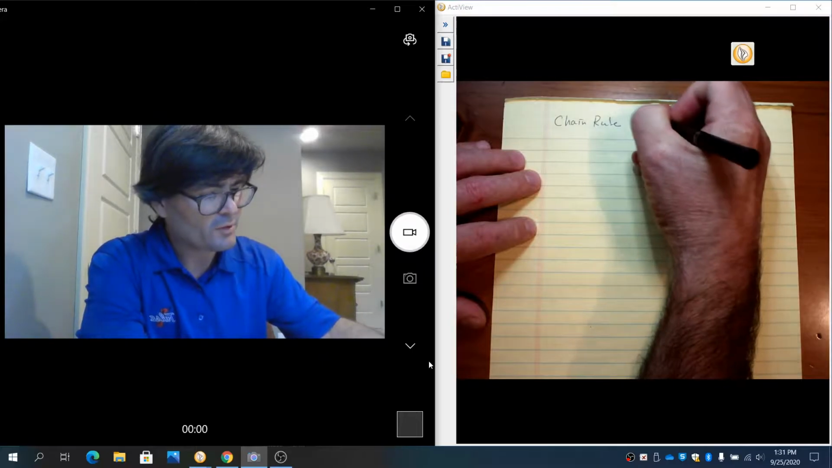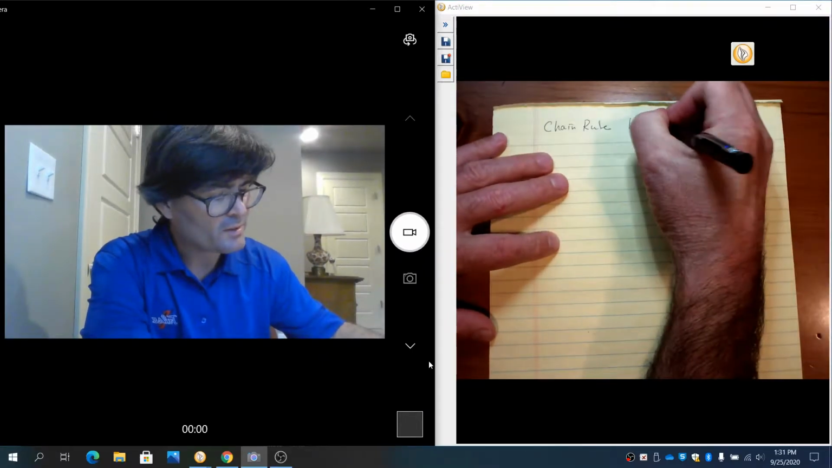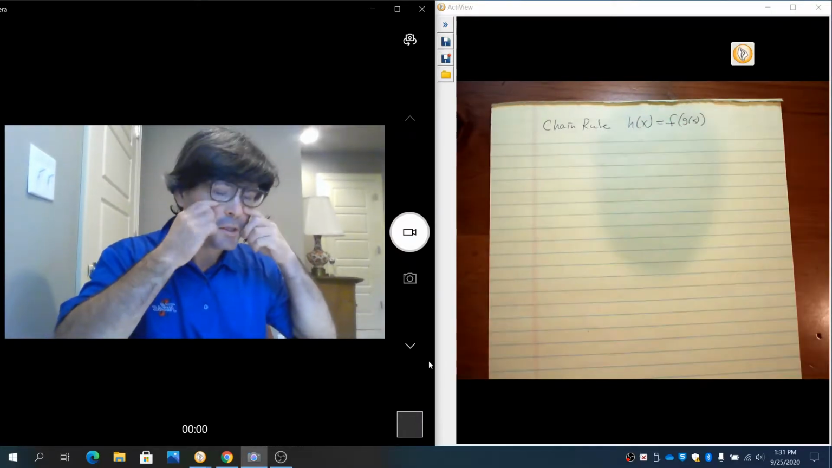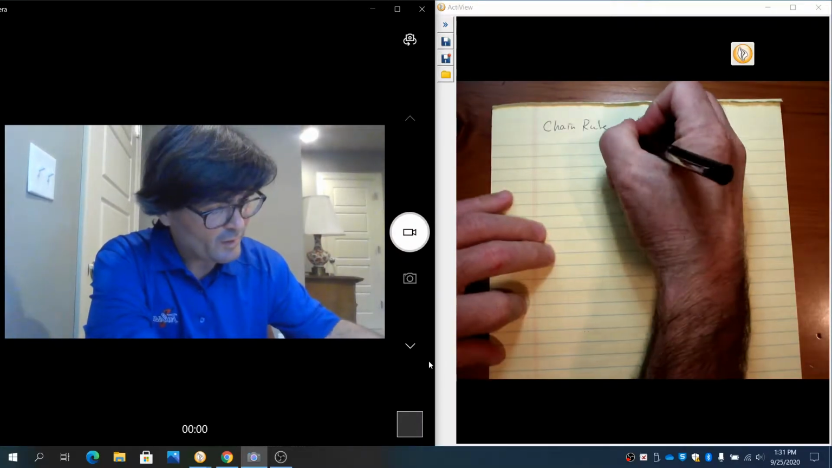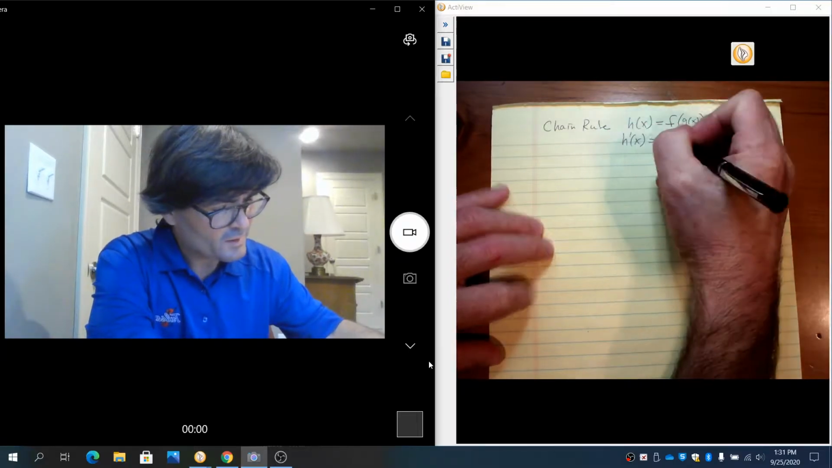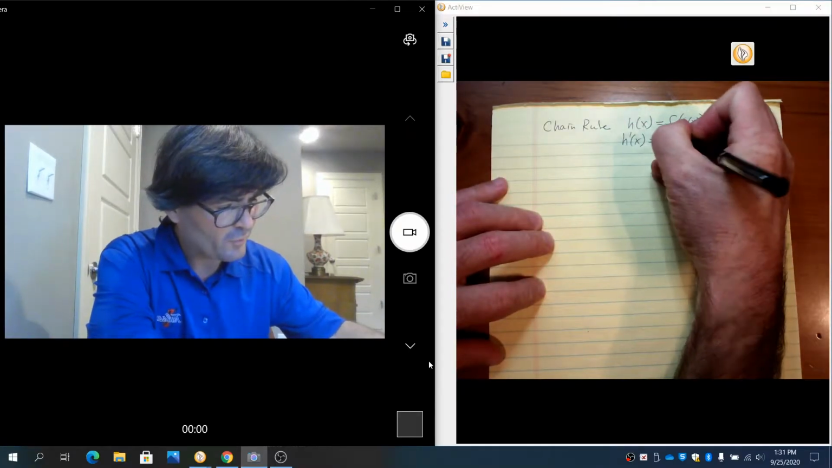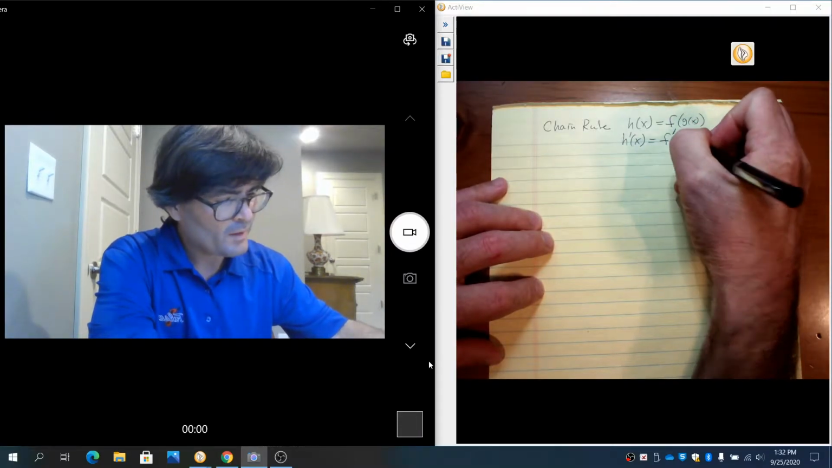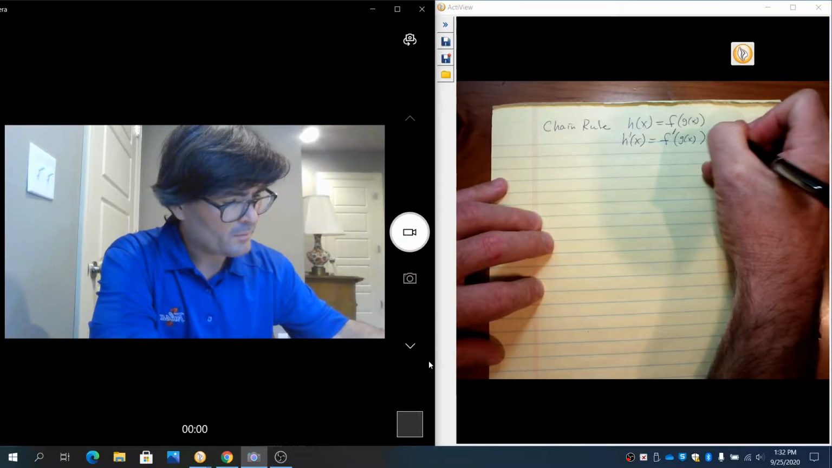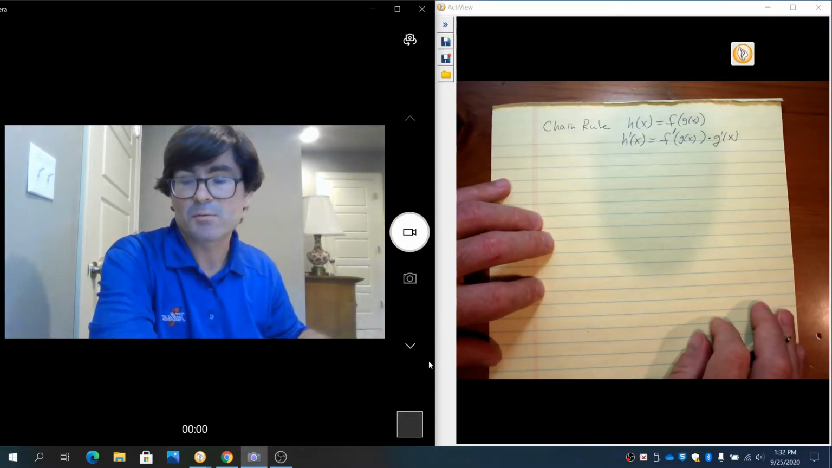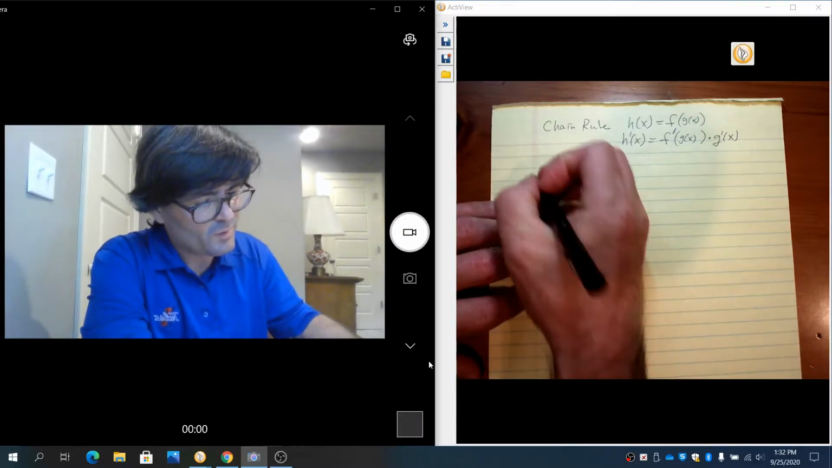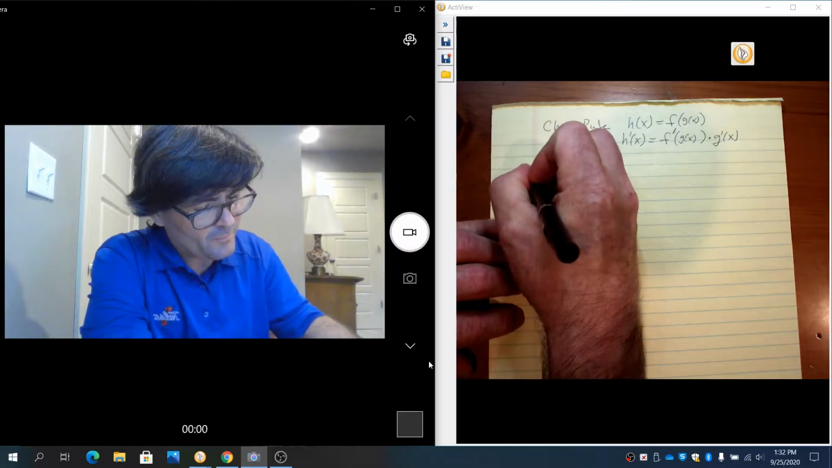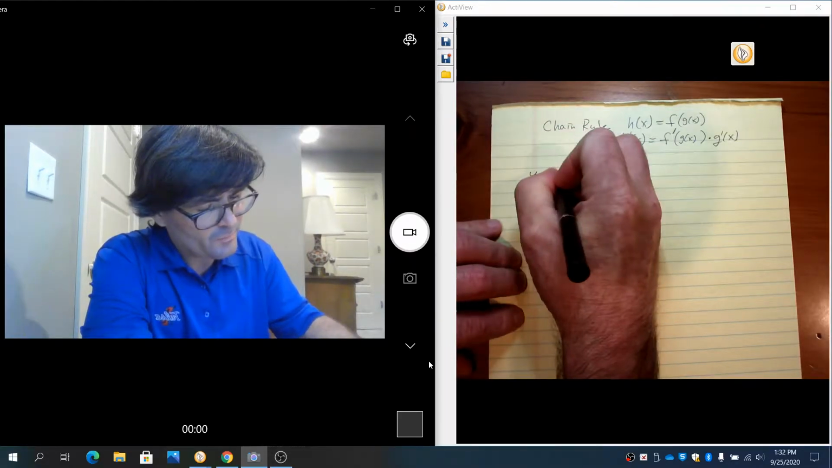If you have, say, a function h of x, which is f composed with g of x, the derivative of h of x is the outside derivative, f prime, recopy g, and then multiply by the derivative of the inside, g prime. That's the chain rule.